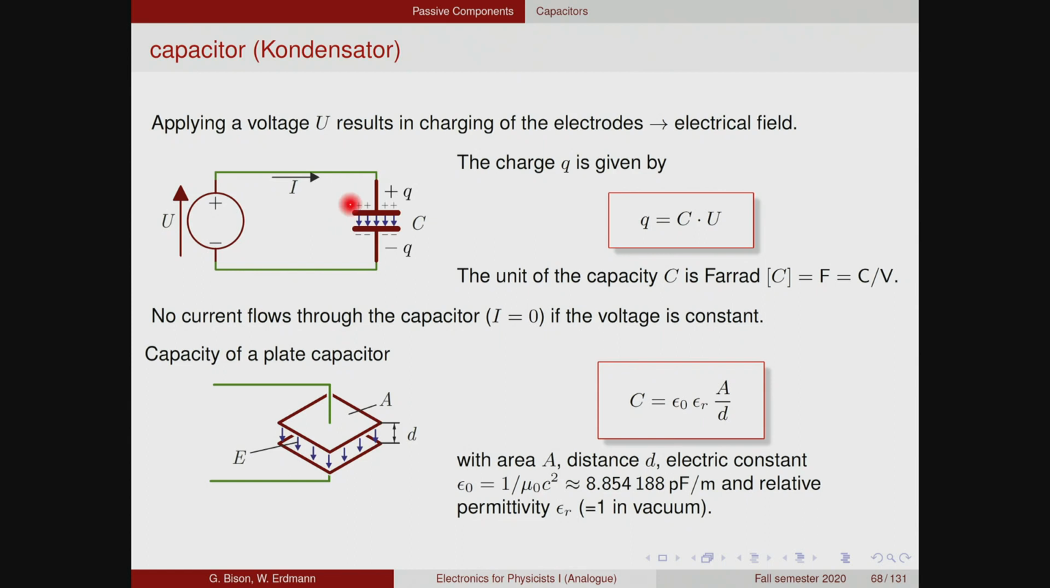So while it's charging, charge carriers have to accumulate on one plate, and then they basically repel the charge carriers on the other plate, which have to flow away from the capacitor. The characteristic equation of any capacitor is that the charge on the capacitor is proportional to the voltage measured across the capacitor, and the constant of proportionality is the capacitance of the capacitor. The unit is farad. Farad, according to this equation, is charge per voltage.